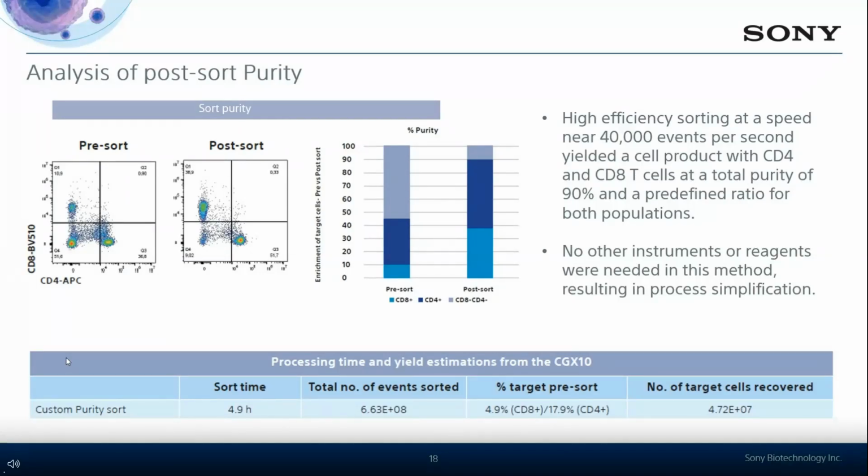We get a total purity for the sample of about 90%, and we have a near 1-to-1 mixture of CD4 and CD8 positive cells. Prior to sorting, you can see it's about 3-to-1 with 50% impurities. This was able to be done on the CGX10 with no other additional instrumentation or reagents, resulting in a process simplification to obtain a 1-to-1 mixture of cells as required.